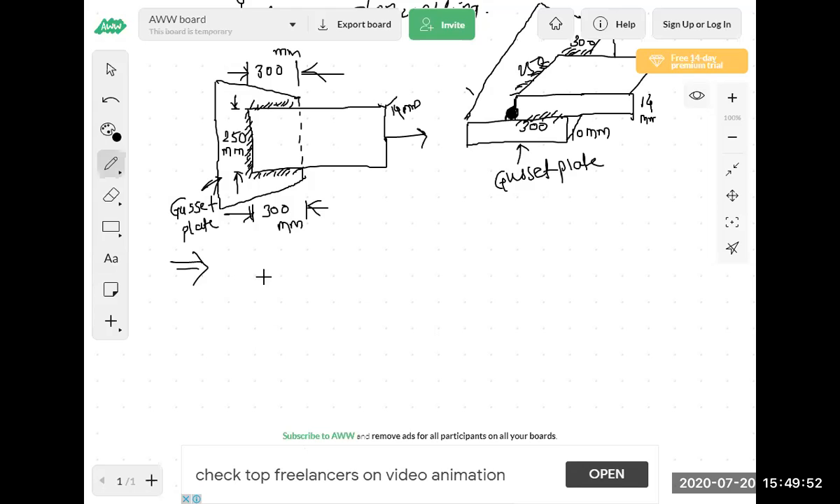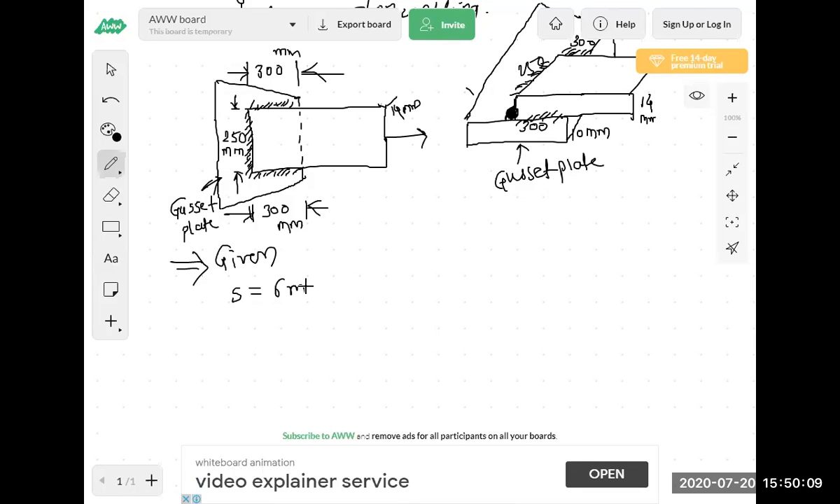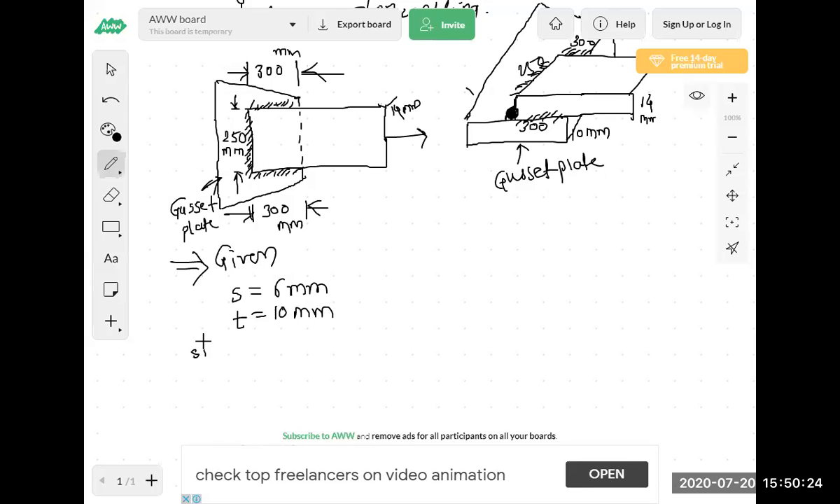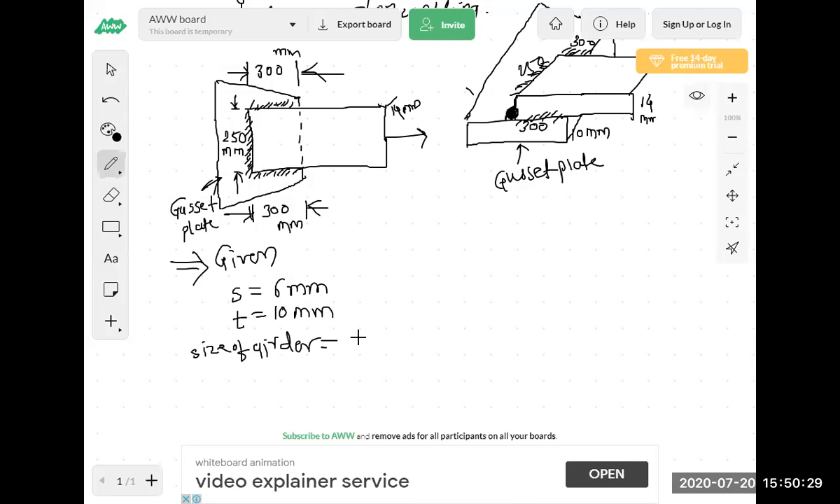So before the procedure, whatever data they have given in the problem statement, that we will write. First they have given the size of weld, that is 6 mm. S is equal to 6 mm. Then they have given the thickness of the gusset plate, that is 10 mm. Then the size of the girder is equal to 250 mm by 14 mm.